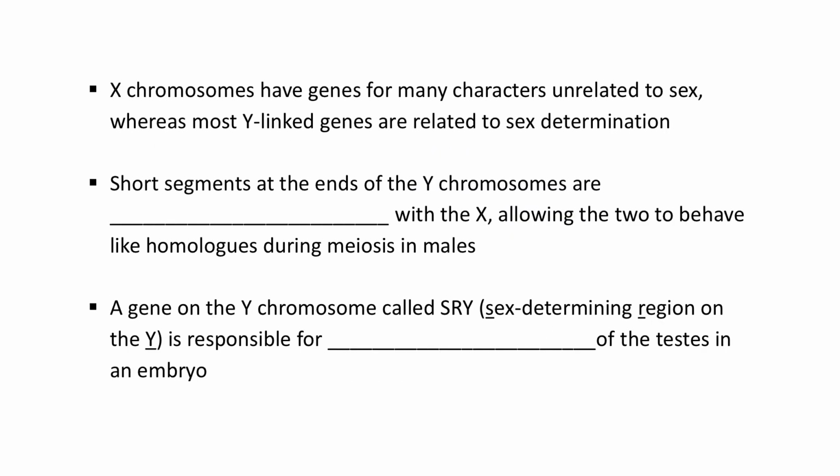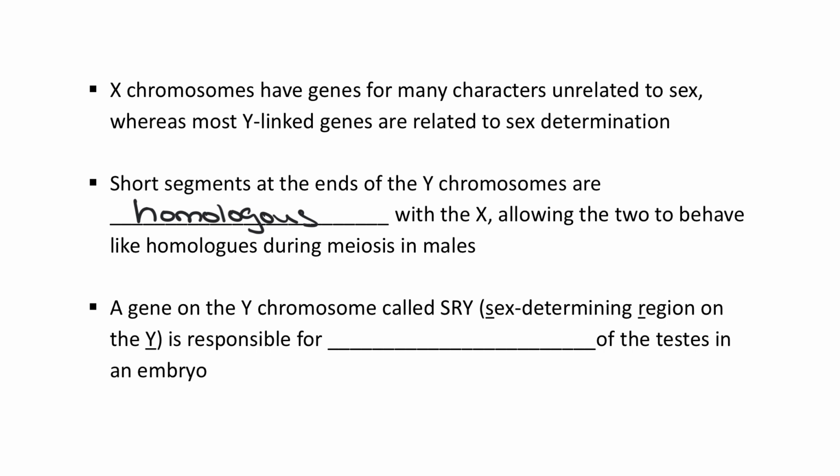X chromosomes have genes for many characters that are unrelated to sex, whereas most Y-linked genes are going to be related to sex determination. There are short segments at the ends of the Y chromosomes, and these segments are homologous with the X chromosome. This allows the Y chromosome to line up with the X, behaving like homologous chromosomes during meiosis in males. So again, remember that the X chromosome has a lot more genes on it. It is bigger. The Y chromosome is smaller with very few genes. Those genes are going to be related to sex determination.